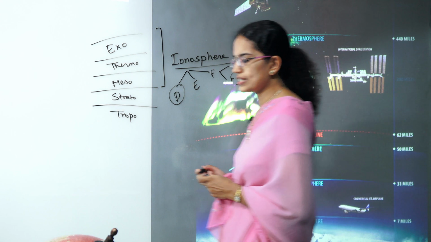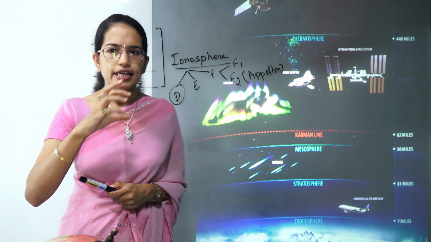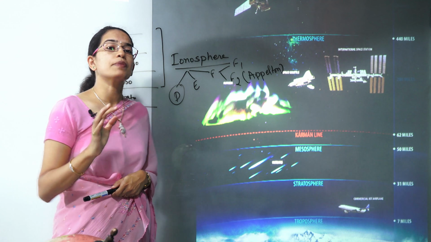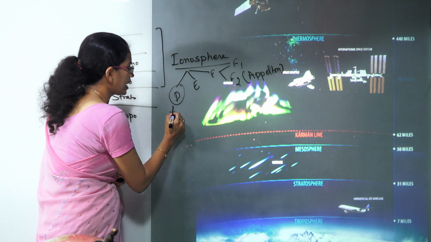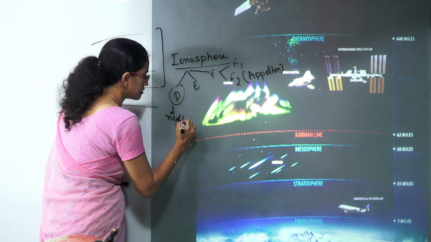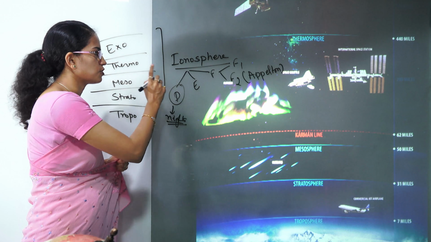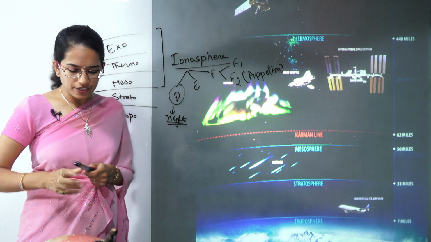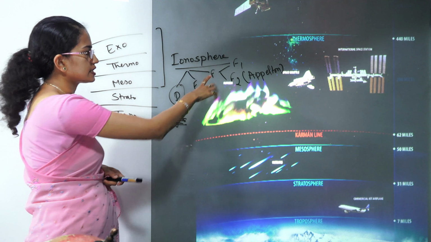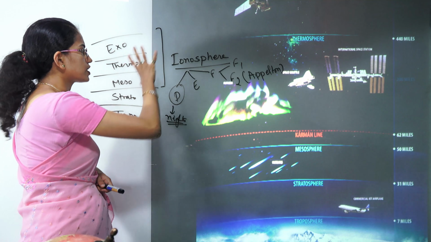Now what is the specialty of this D layer? D layer has free electrons that disappear during the night time. So in the night you would have no electrons seen in the D layer, and that's one of the classic characteristics of D layer of ionosphere. And you have ample free electrons that are seen in the F layer. So that is what is ionosphere.